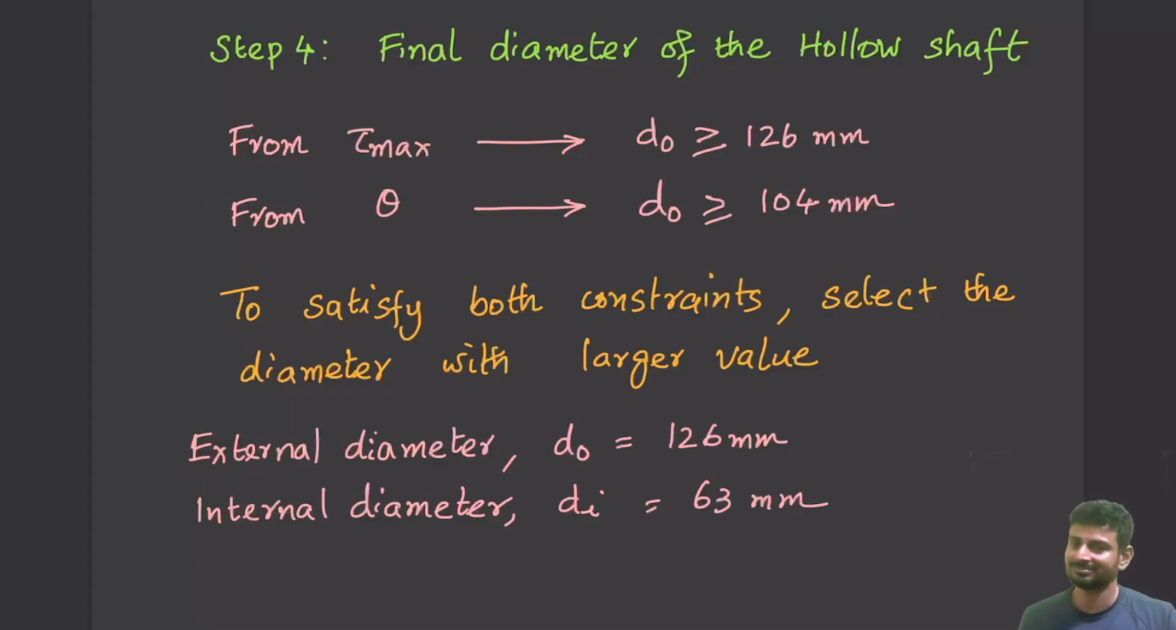First we have done the solid shaft part, we have found the diameter, and for the hollow shaft, the external and the internal diameter values are 126 and 63.